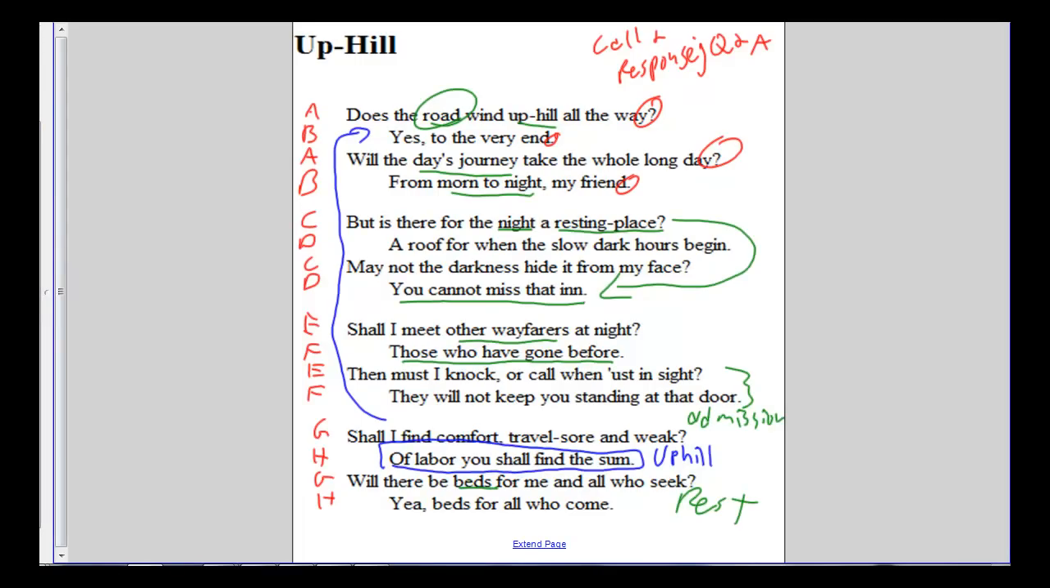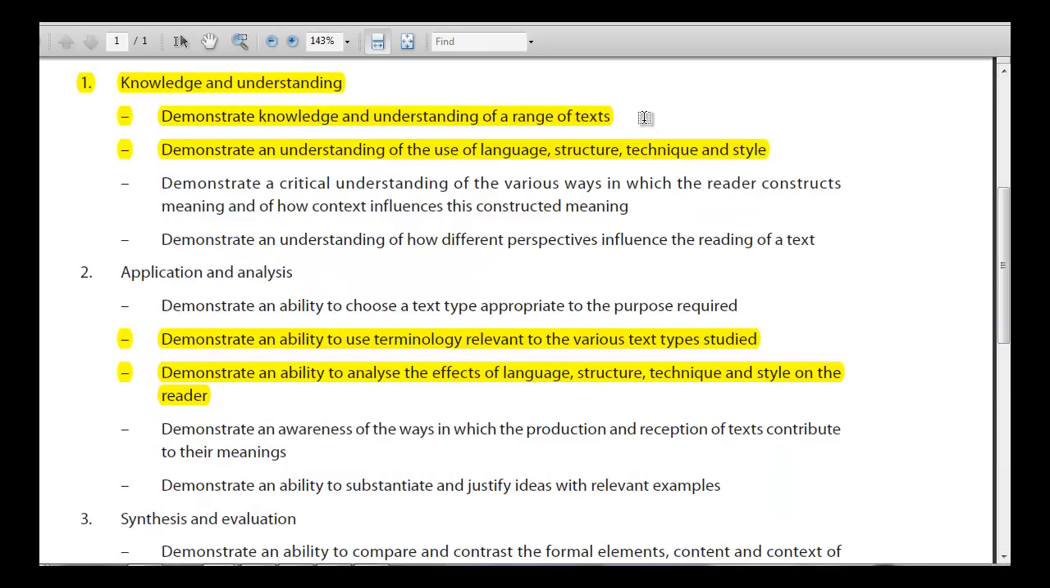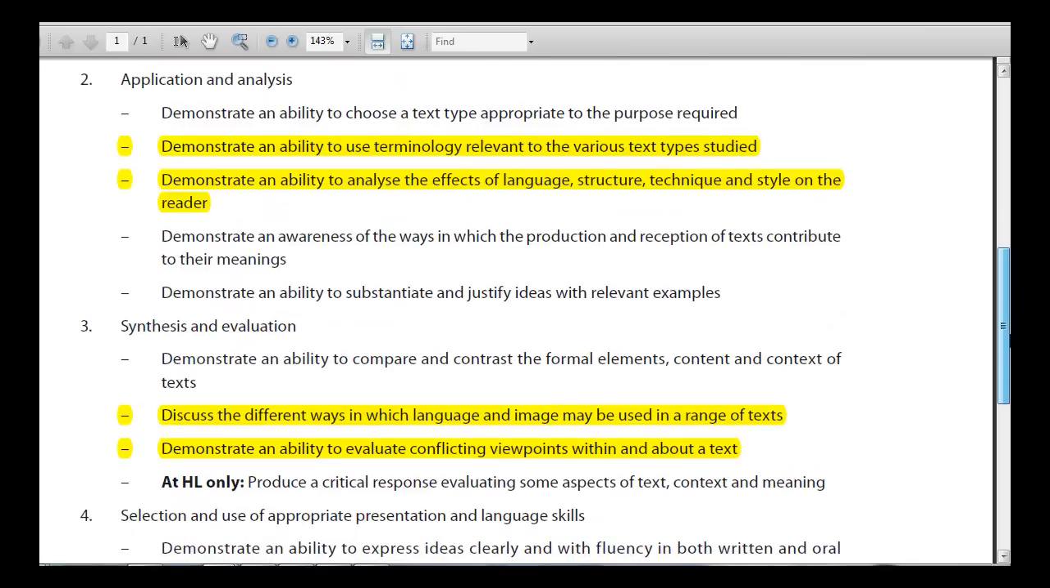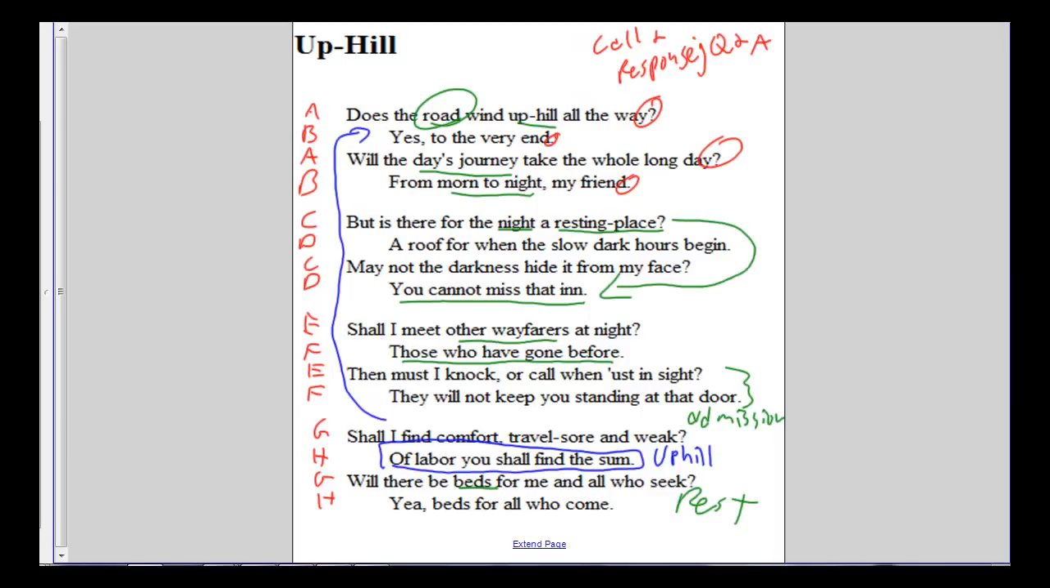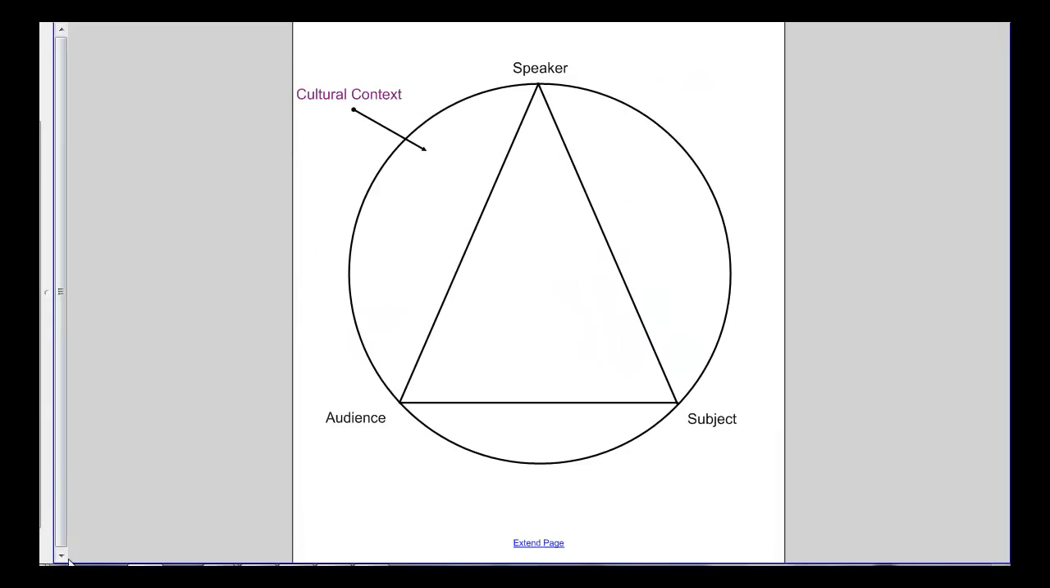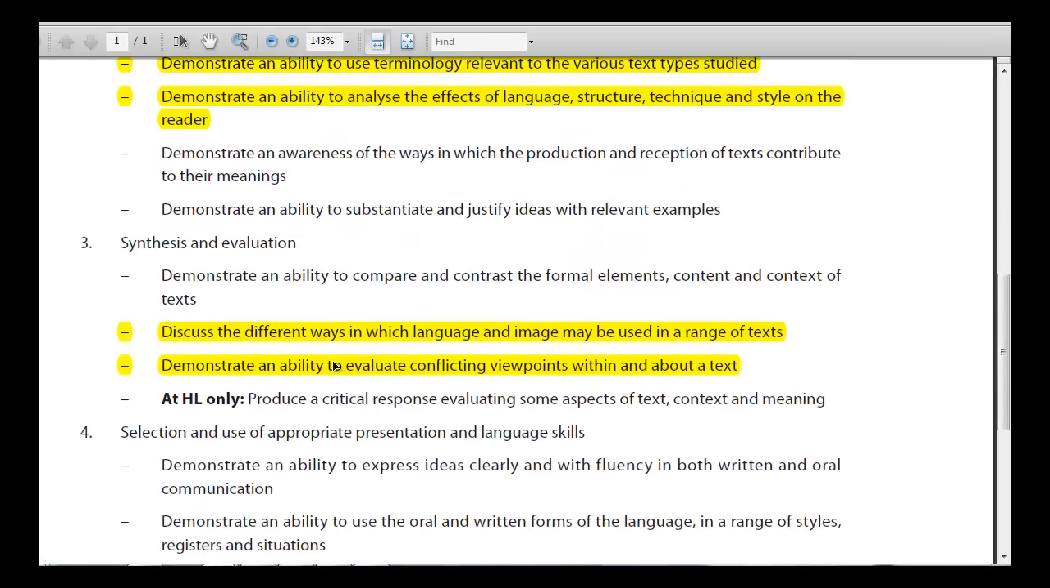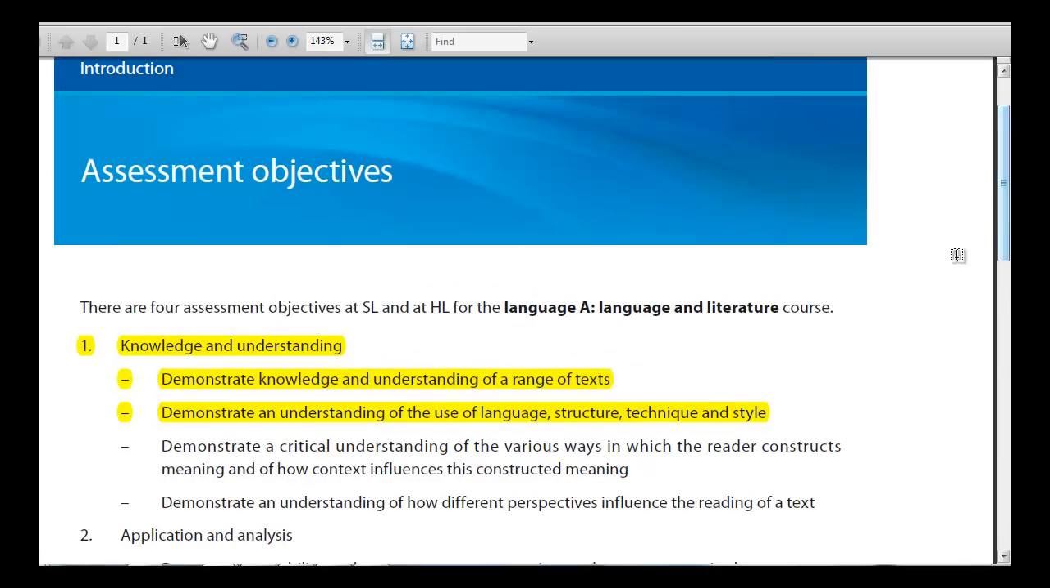So what we did is had a look at a text, a poem, looked at language, structure, technique, and style, the extended metaphor, structure of call and response, which the punctuation and the rhyme scheme underlie. We're looking at terminology relevant to poetry. Speaker, for example. That also works with nonfiction. This nifty little diagram here is absolutely perfect for nonfiction as well. Works for fiction too. We looked at the way in which language and image is used in this poem, particularly looking at the extended metaphor or conceit, and looked at some conflicting viewpoints within the text, just starting to look at how those two speakers might view that theme that I identified differently.